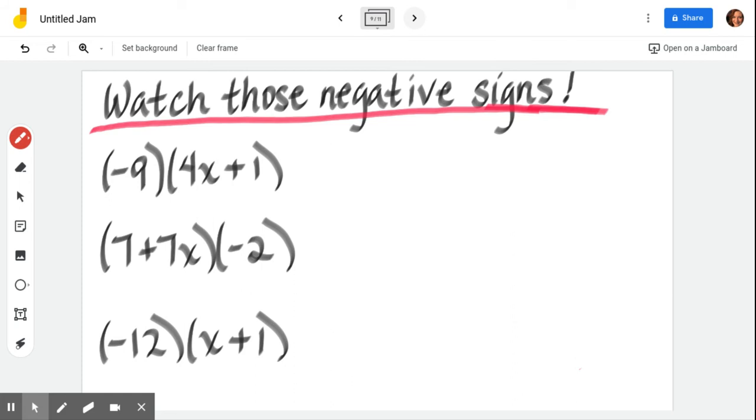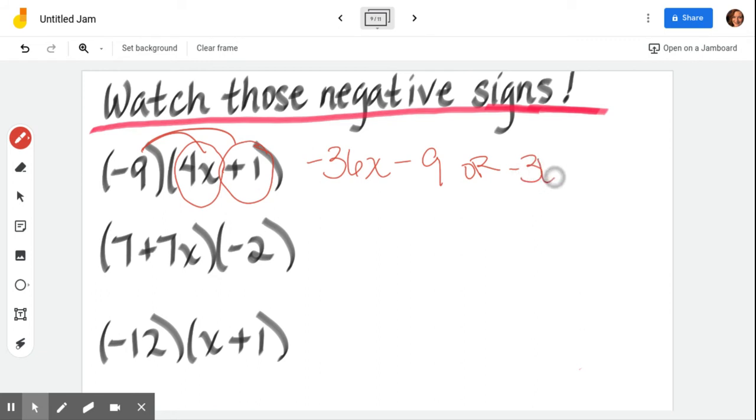On this first one, inside I've got a positive 4x and I've got a positive 1. Rainbow, rainbow, multiply, multiply. -9 times 4x is -36x. -9 times a positive 1 is a -9. Now, if you wrote -36 plus -9, that's okay. Oh, I forgot my x again. Sorry. The only thing is the proper way to write your answer when you have two operation signs right beside each other is to separate with parentheses.